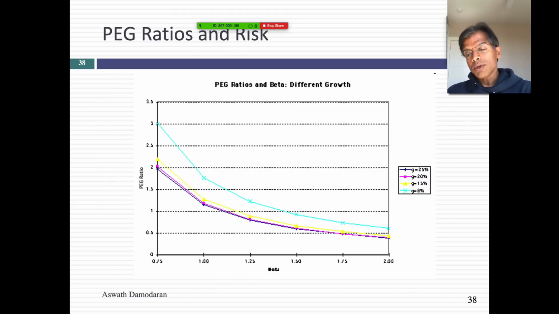In fact, what I did was I took the PEG ratio and I did a couple of what ifs. First, I said, what will happen to the PEG ratio if I increase risk? Hey, no surprise. As I make my stocks riskier, PEG ratio decreases. You know how this shows up?